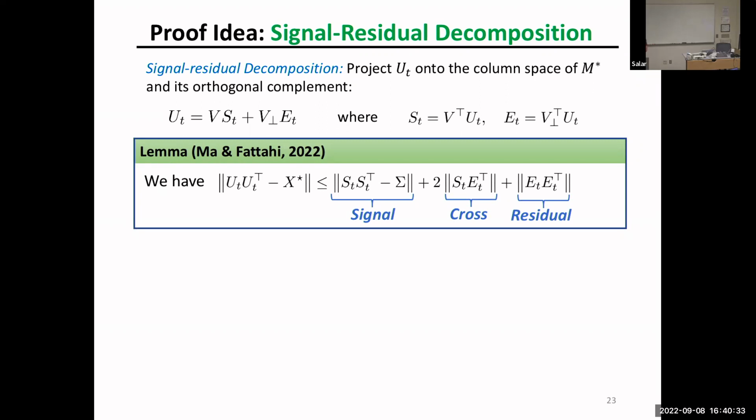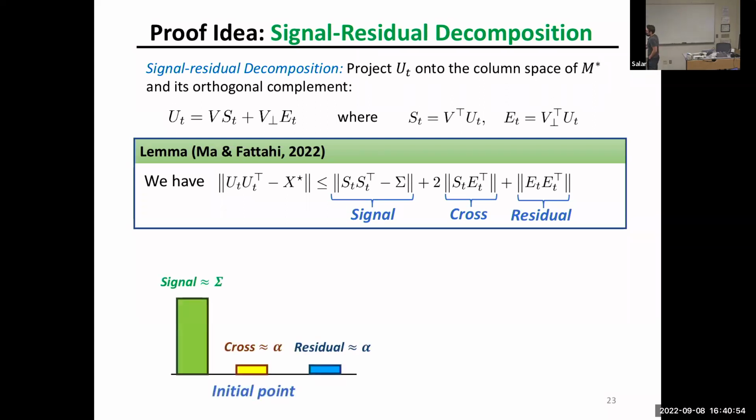The first term is the distance between SS transpose and sigma. Sigma is a diagonal matrix that collects all the non-zero eigenvalues of M star. So it's an R by R matrix and it's diagonal. We call this the signal term, and we have cross and residual term.